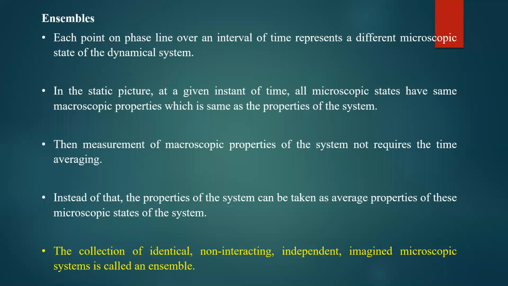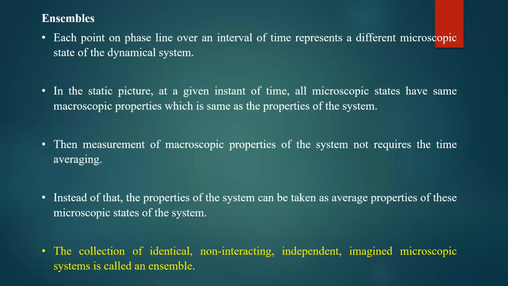That's all. Instead of that, in the dynamic case, the properties of the system should be taken as the average properties of all the microscopic states of the system. These microscopic states, these systems, are called an ensemble.